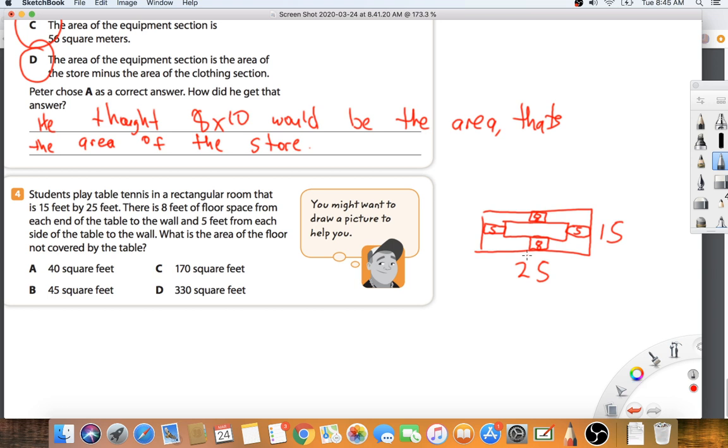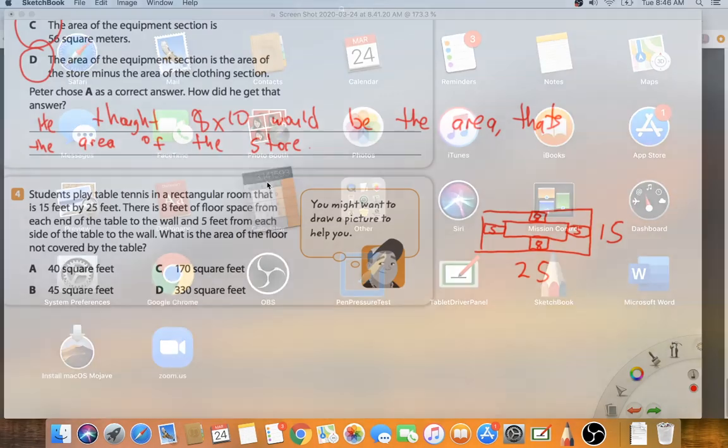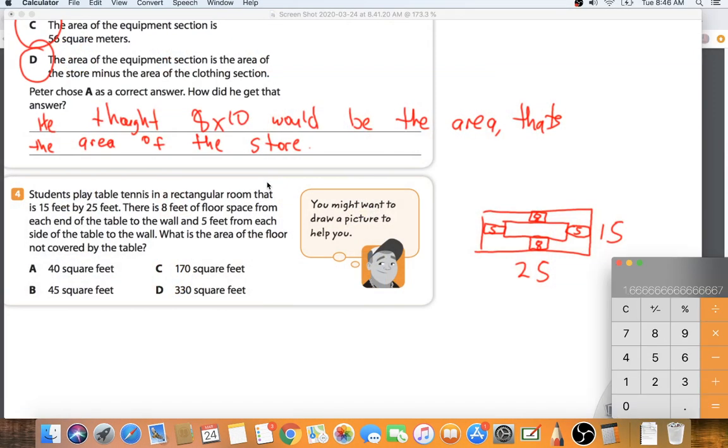What is the area of the floor not covered by the table? So what they're asking us is, what is the area of this part right here? And I'll erase it right now. It's going to be really tricky. So first, what we do is we do 25 times 15 to find out the area of the whole thing. So 25 times 15 gives us 375. So the area of this whole thing is 375.